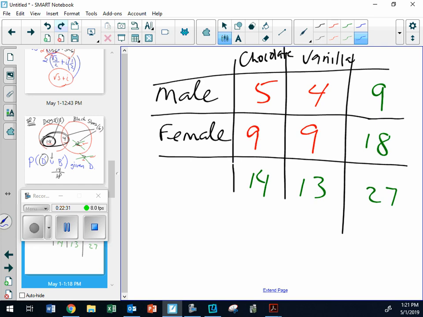How about, given I'm only going to choose from the vanilla likers, what's the probability it would be a male? Don't say it, write it. If I'm only picking from people who like vanilla, what's the probability it will be a male?